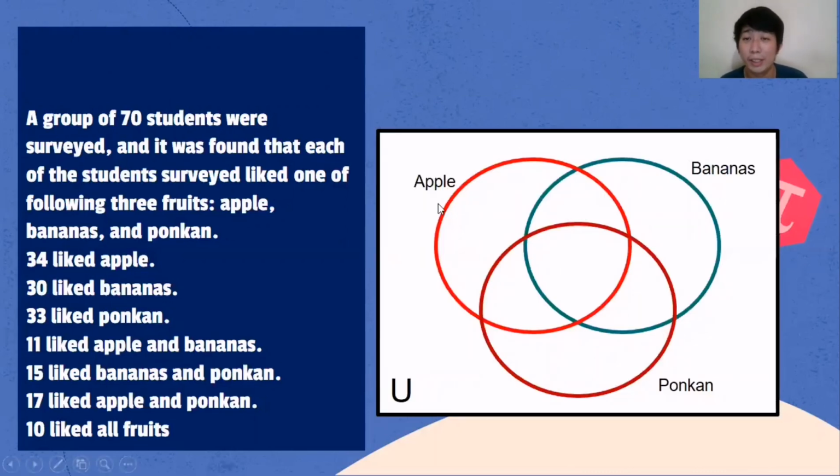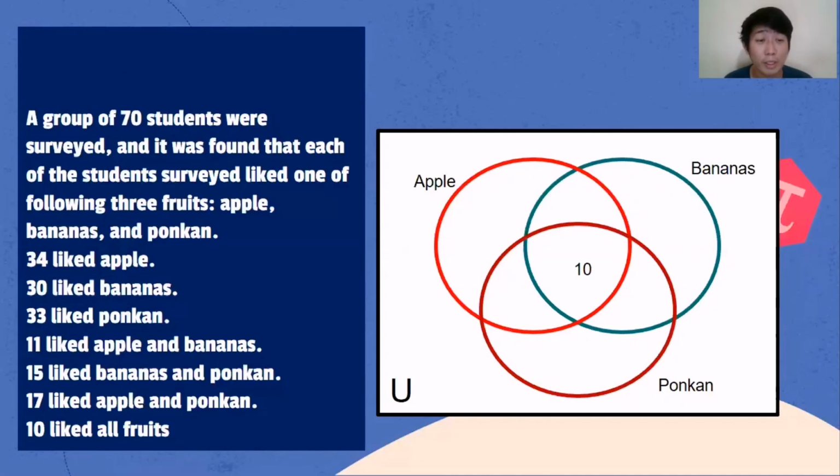So this will be the universal set. We have apple, banana, pumpkin. Just like what I said to you a while ago, let's start from the bottom. How many people like all the fruits? There are 10 people who like the 3 fruits. Where are we going to put the answer? It is in the middlemost, di ba? Diyan po, 10. Very good.